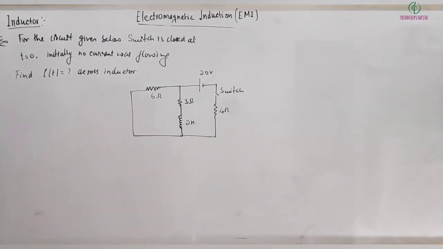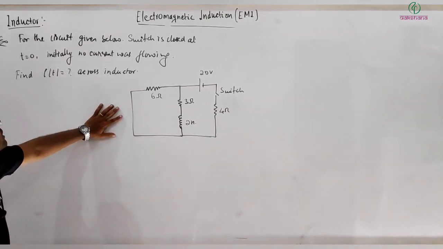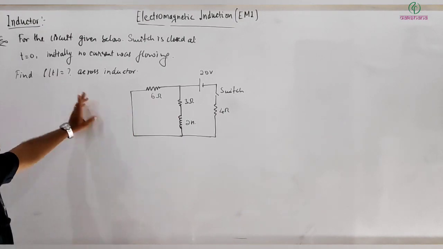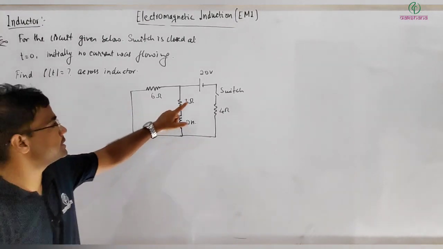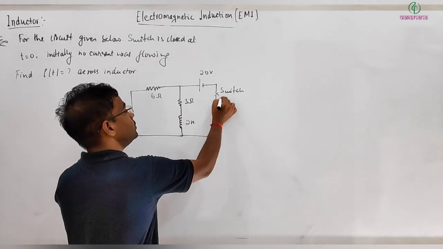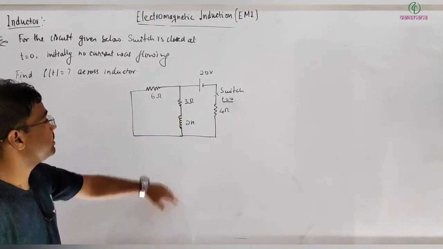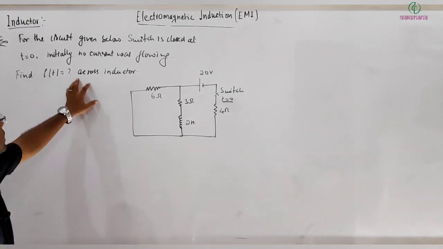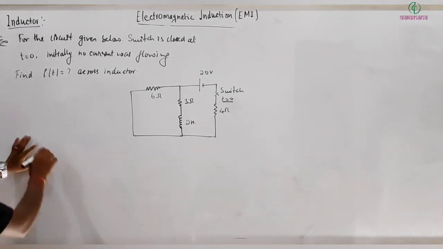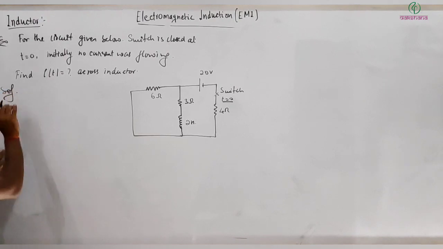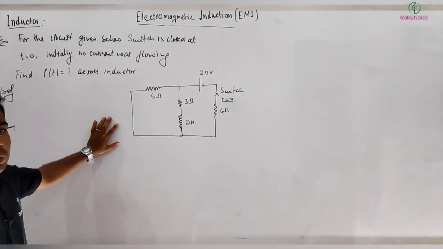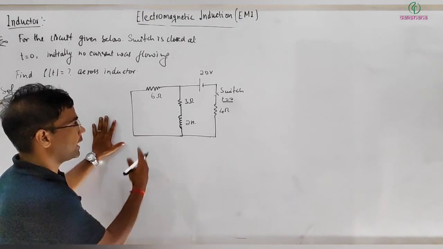Okay, see another application. For the circuit given below, the switch is closed at t equal to 0, and initially there was no current in any part. Find the current through the inductor as a function of time. I am going to solve it directly with the shortcut method, and I'm explaining the approach again.